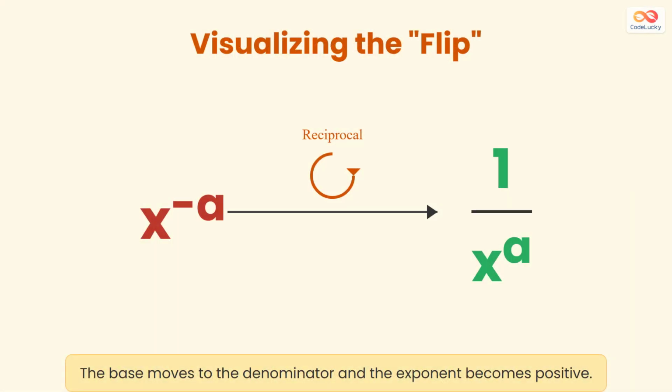Let's visualize this flip. Imagine the term x to the negative a. To make the exponent positive, we physically move the base x to the bottom of a fraction. So x to the negative a becomes 1 over x to the positive a. The base moves downstairs, and the sign changes.